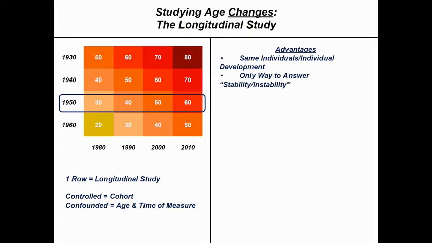Only way to answer stability versus instability. What are the things that are really weighing on them that create stability, makes them feel safe, grow, change, or instability that fractures, frays, and creates struggle? Okay. Disadvantages, very expensive. Think about this.